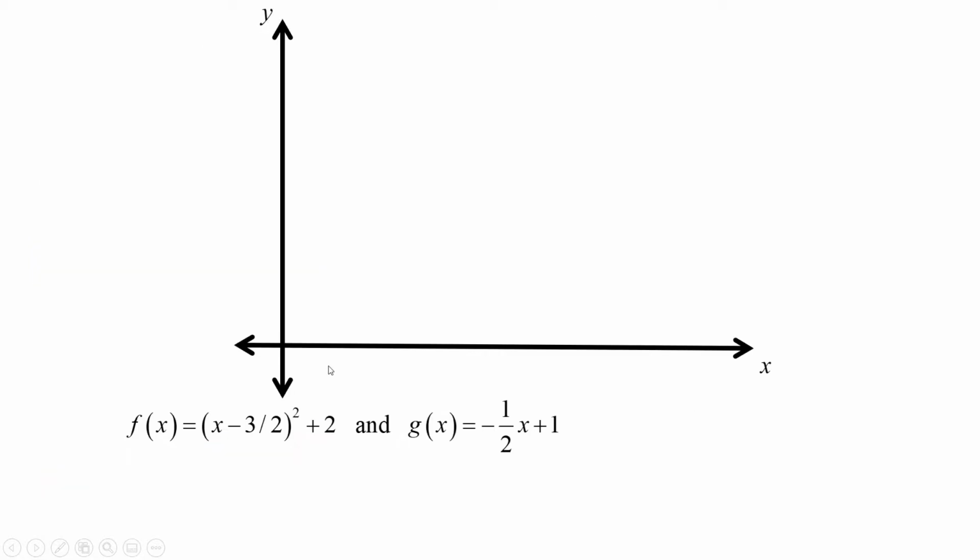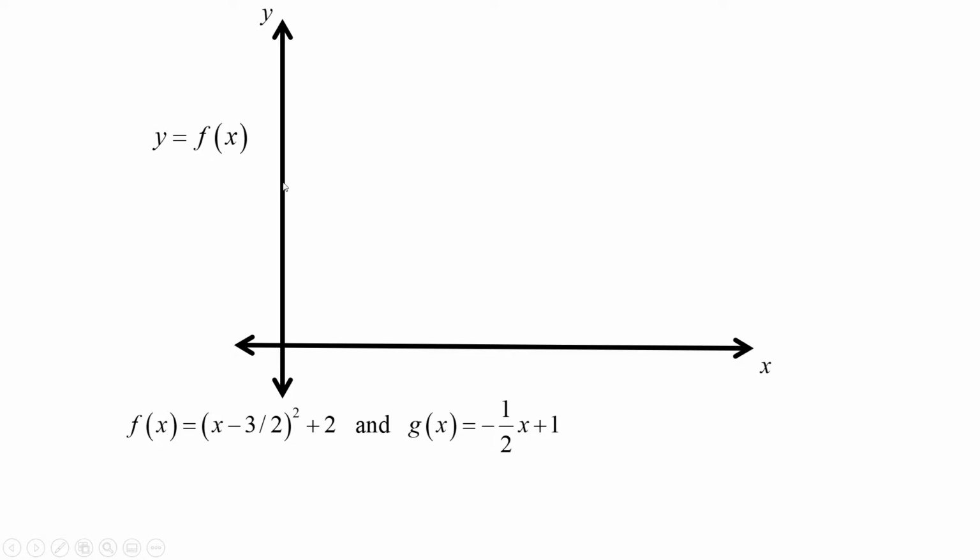Okay, so let's talk about adding and subtracting functions in the plane and what the graphs are going to look like. Now, this may seem just a little bit more abstract, but it's really quite simple. So let's start with a very rough sketch of f of x equals x minus 3 halves quantity squared plus 2. Now I hope you see a parabola in completed square or vertex form right here.